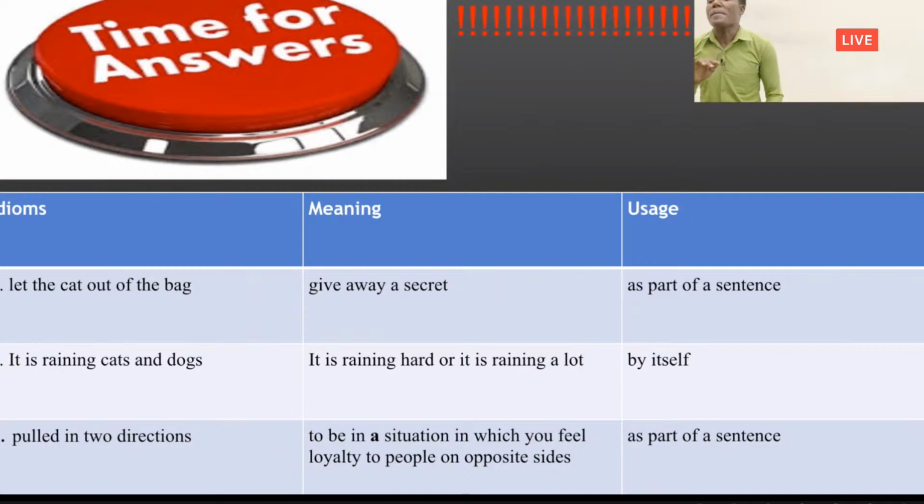So that can be used by itself. That can be a complete thought, right? It can make sense because it has a subject, it, and the verb, it's raining, right? So it can stand on its own as an independent sentence, an independent clause. It makes sense, right? And the last one, pulled in two directions.